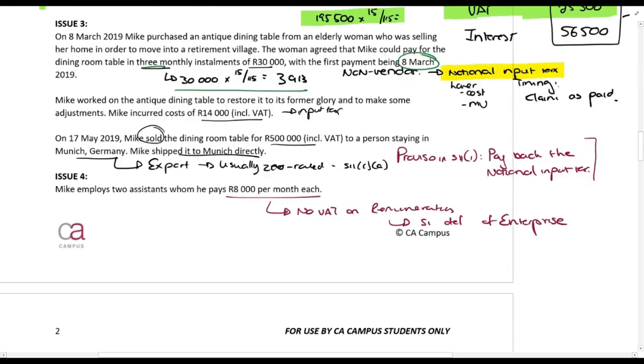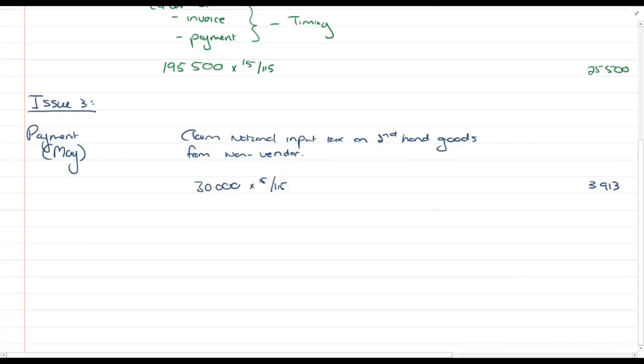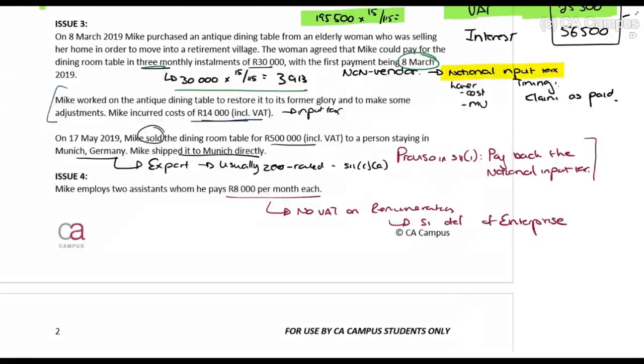Okay, then what happens? We spend 14,000 rands to restore this. Restoration costs 14,000 times 15 over 115. Input tax, guys. And then we exported it to a person in Munich, in Germany, for 500,000 rands. I'm sure I'm mispronouncing it even still.